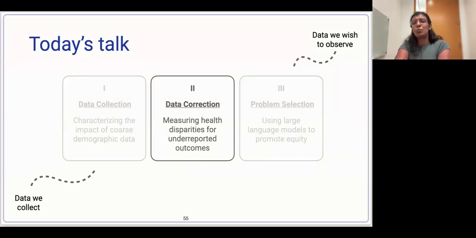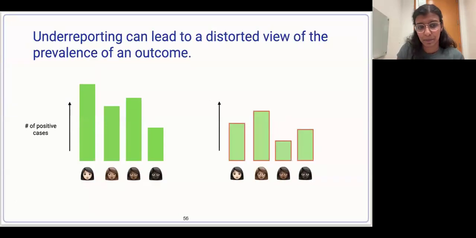Okay, so what we talked about in the past section was a case where the available data was not ideal, and we characterized the impact, like what we basically described what we might be missing with access to suboptimal data. What I want to do is shift gears a bit to discuss what we can do about unreliable data. So what can we do to better estimate quantities given unreliable data? And specifically, how we can measure health disparities for underreported outcomes.